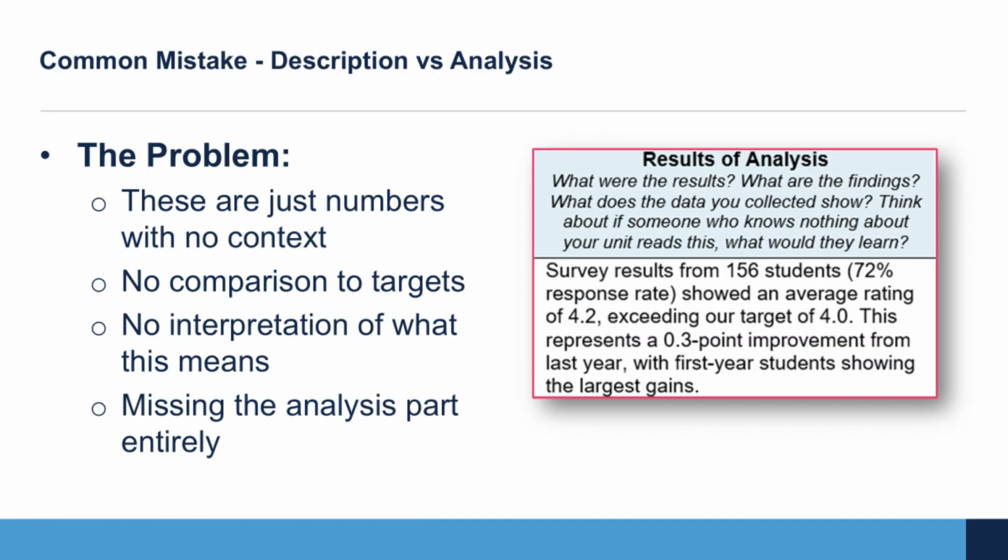Here's a strong results statement. Survey results from 156 students, with a 72% response rate, showed an average rating of 4.2, exceeding our target of 4.0. This represents a 0.3-point improvement from last year, with first-year students showing the largest gains. Notice how this includes the sample size and response rate, comparison to the target, context from previous years, and pattern analysis by student population. This is analysis, not just description.